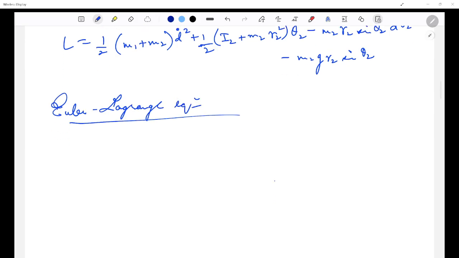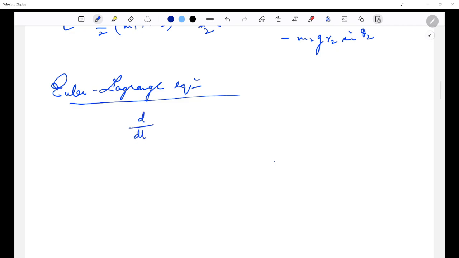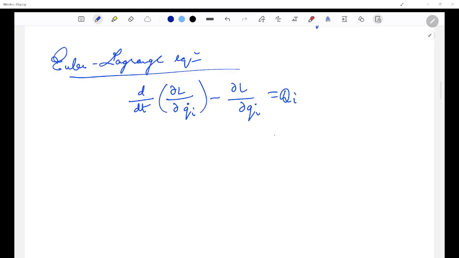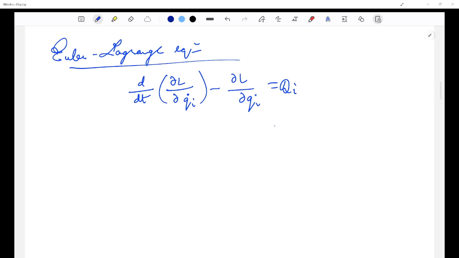Okay, and it is d by dt of ∂L/∂qi dot minus ∂L/∂qi is equal to Qi. Okay, now how do we go about it? What was our q? q was d and theta 2. Those were the generalized coordinates that we defined. Okay, so let's do this exercise first for d and then for theta 2.